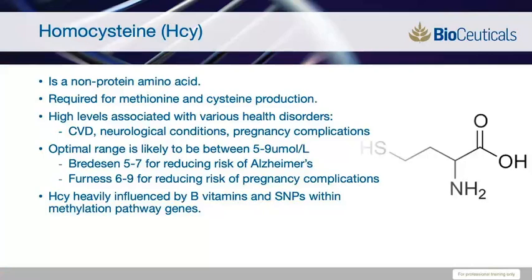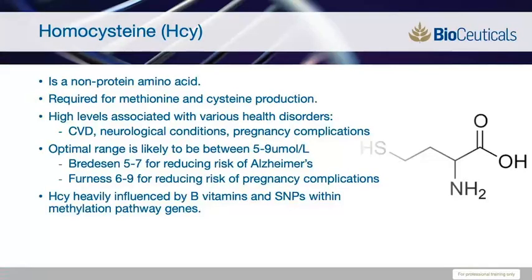Homocysteine is a non-protein amino acid. What I mean here is it's an amino acid that doesn't actually make proteins. It's like an intermediate. So homocysteine is important for making methionine, which is an essential amino acid, but also it can go down the transsulfuration pathway to form cysteine, or cystathionine and then cysteine. High levels have been associated with various health disorders, cardiovascular disease, neurological conditions, pregnancy complications, and the optimal range is likely to be somewhere between 5 and 9.